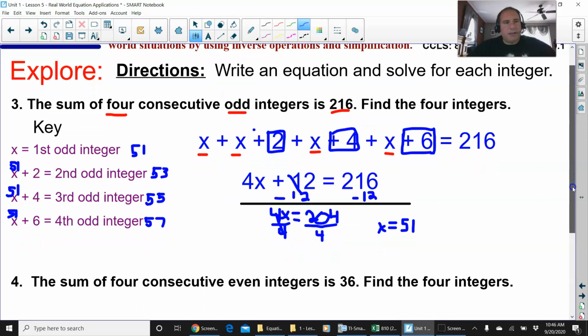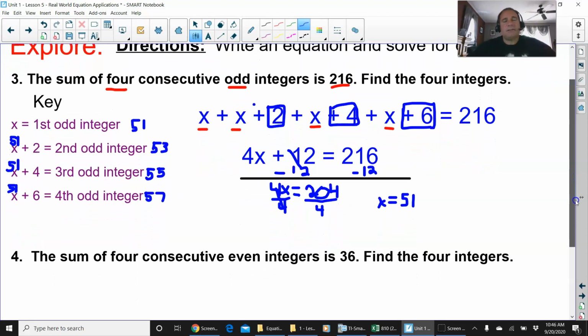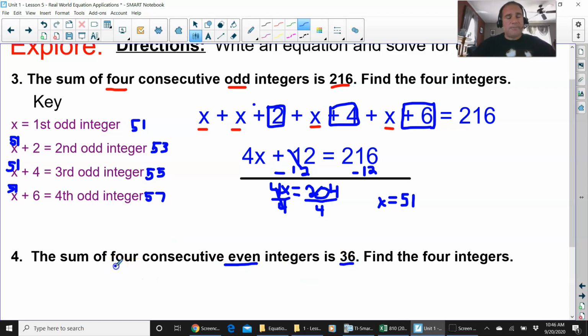So here we go. Number 4. We're going to stop, do the same thing, right? So now it says the sum of 4 consecutive even integers. You know what that changes? Absolutely nothing for your key, right? We're going to use the same exact key because the first number, instead of starting out as an odd integer, is going to be an even integer. So adding 2 to the even integer will get you to the next even integer. So it's equal to 36 now.